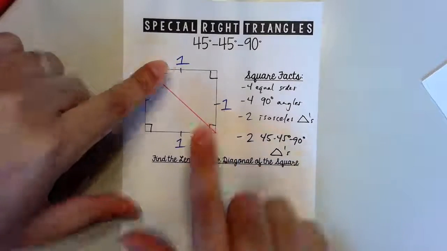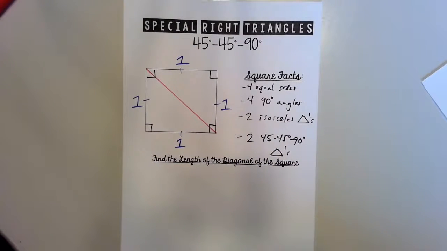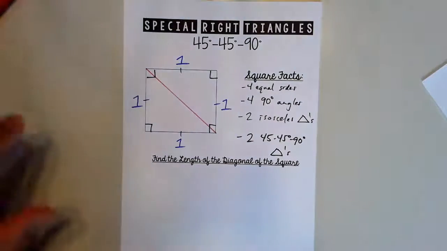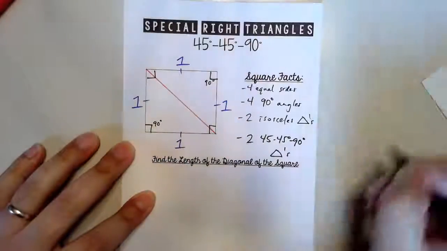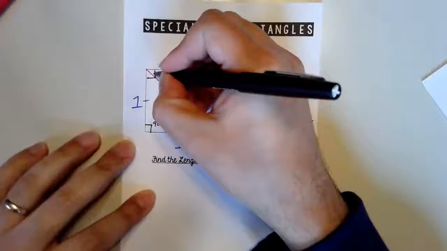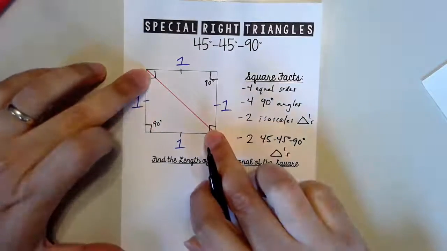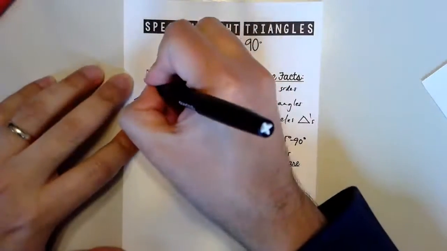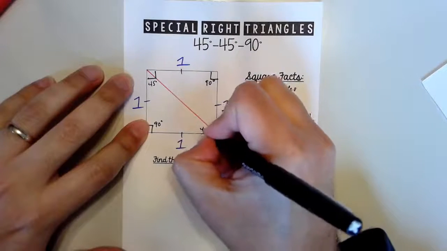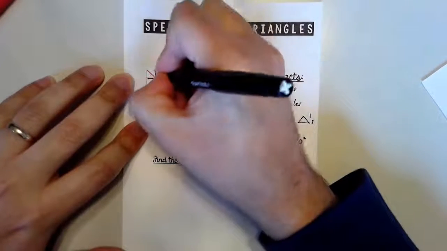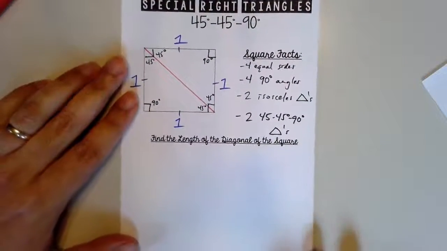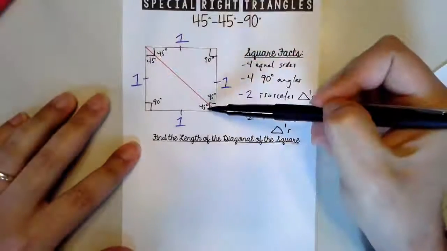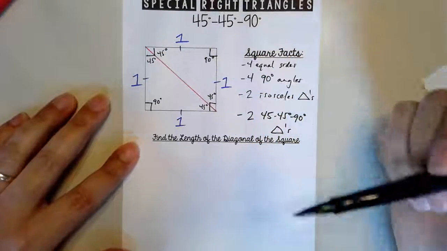Okay? And then also what it does is it creates two 45, 45, 90. Well, these angles are still 90 with the triangles. But since these two angles have been cut in half, they are now 45 degrees. They still make up 90, but they're just cut in half because they're triangles now. Alright. So now we have two 45, 45, 90 right triangles.